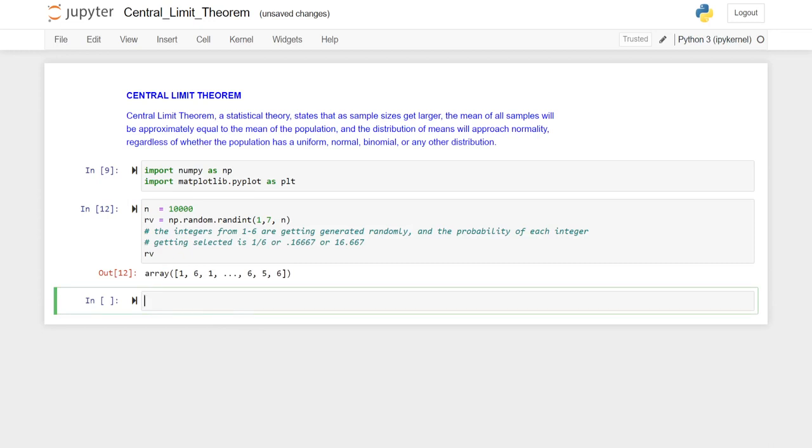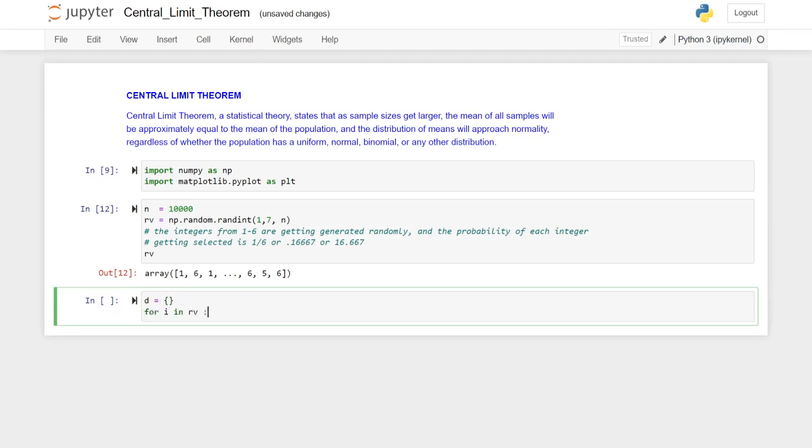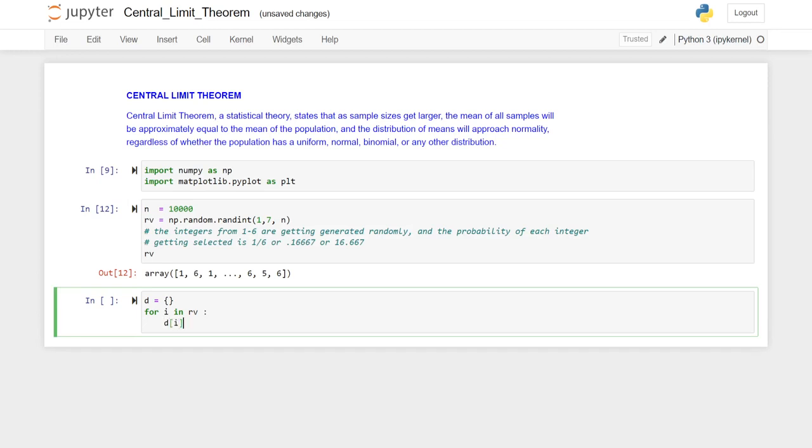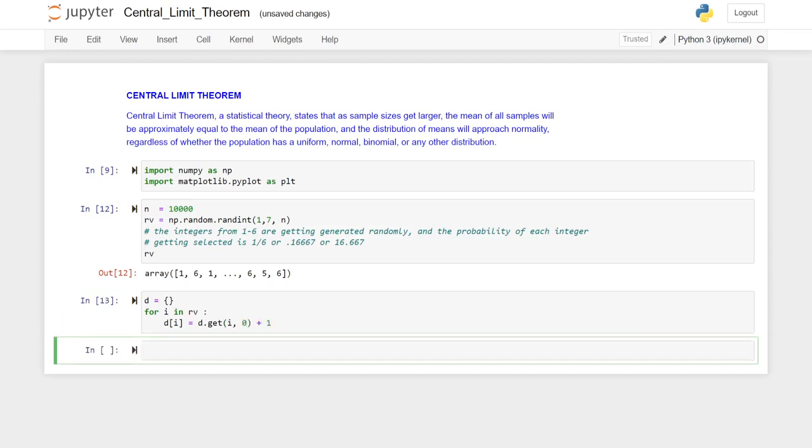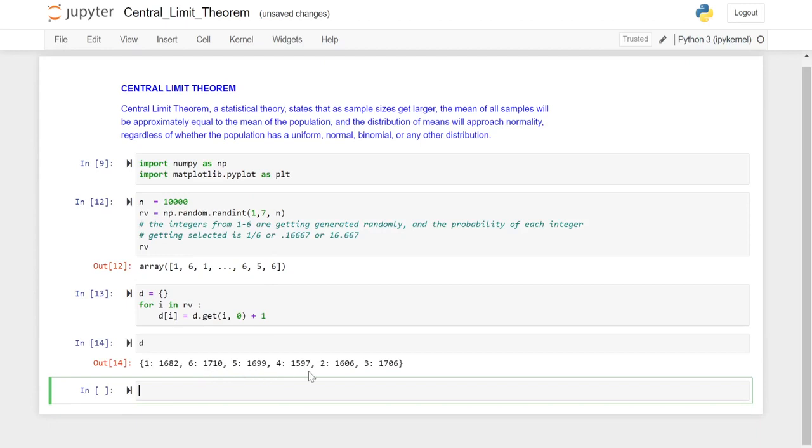Now we have to check whether each and every number is getting generated in accordance with this probability or not. To do that, we should take a frequency count. How will we go about it? Let us create a dictionary. For i in RV, d[i] is equal to d.get(i, 0) plus 1. And just see what it has done. It has created a frequency count for all those numbers.